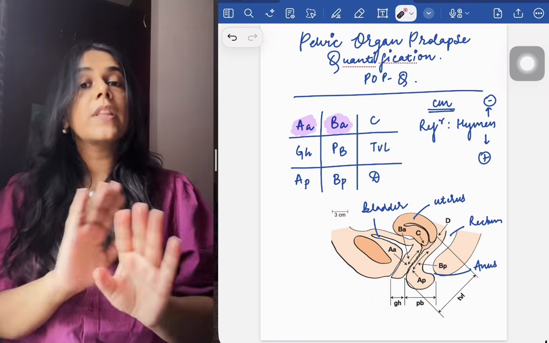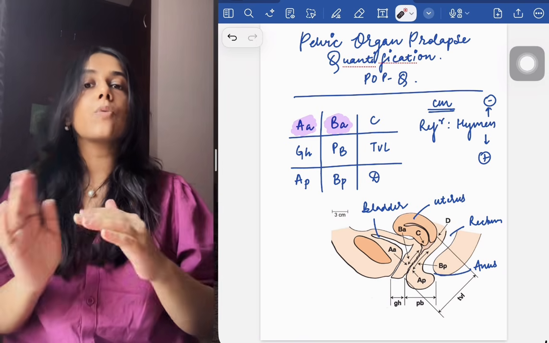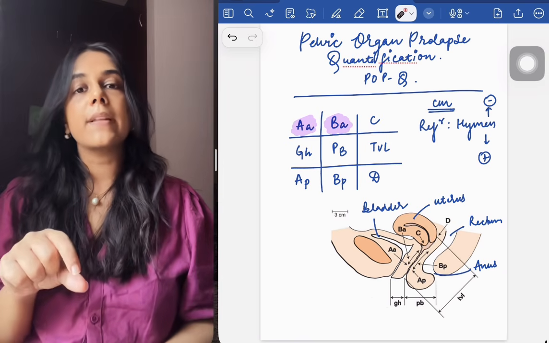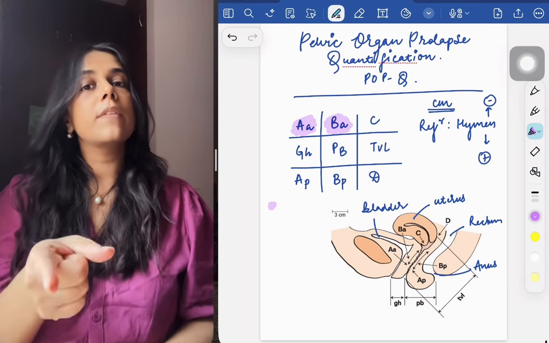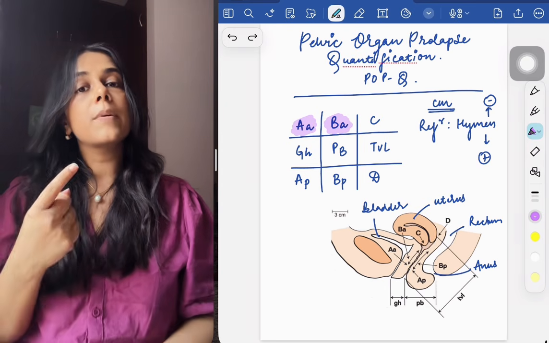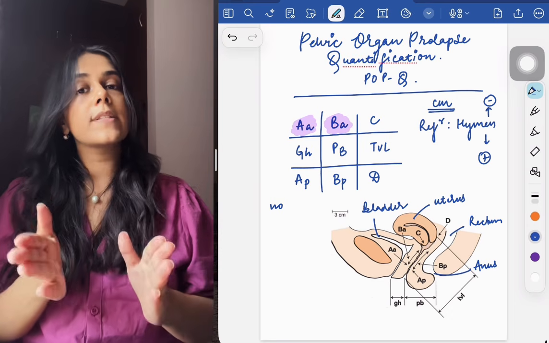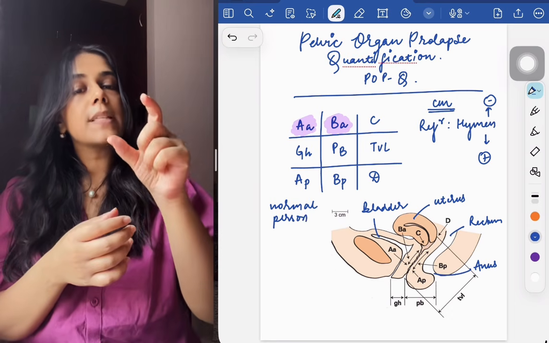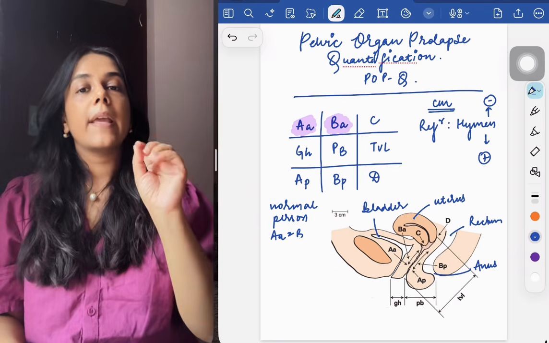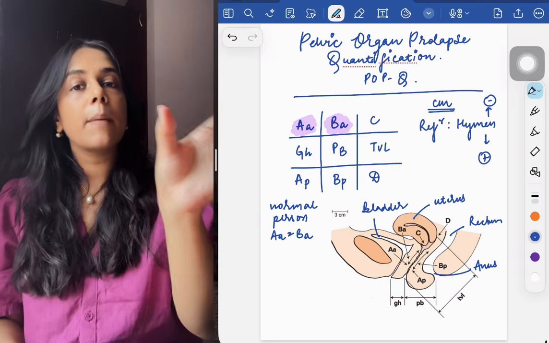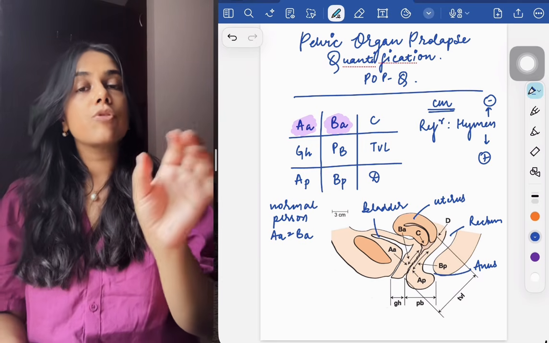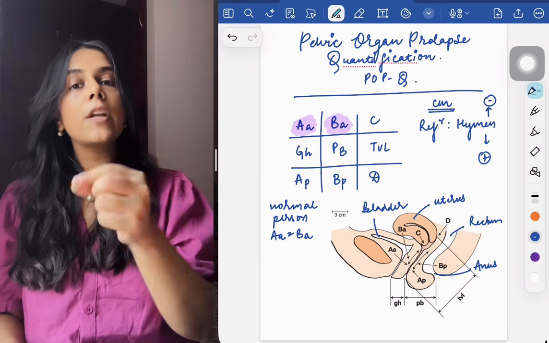So in a normal person, when there is no prolapse, AA is going to be equal to BA. In a normal person, AA is -3, so BA will also be -3. But in a person who has a prolapse, consider the maximum amount of prolapse. If the AA point gets prolapsed, AA is a fixed point 3 cm above the hymen, so it will be able to move 3 cm outside the hymen. So the range of AA becomes -3 to +3.